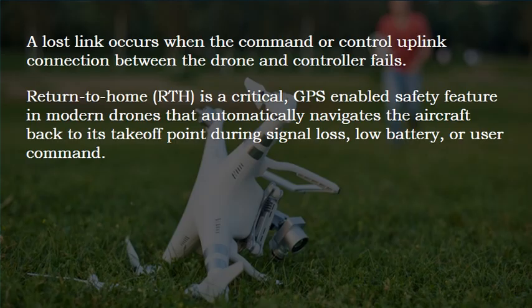Most modern drones these days have a return to home, or RTH, safety feature in case of a lost connection to its controller. Return to home is a critical, GPS-enabled safety feature in modern drones that automatically navigates the aircraft back to its takeoff point during signal loss, low battery, or user command.